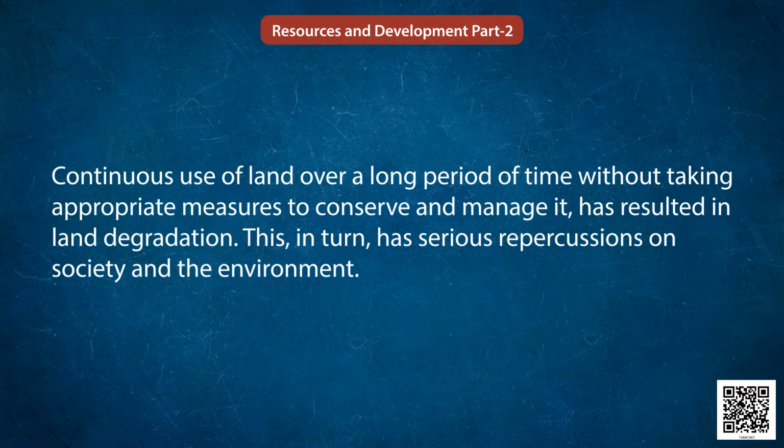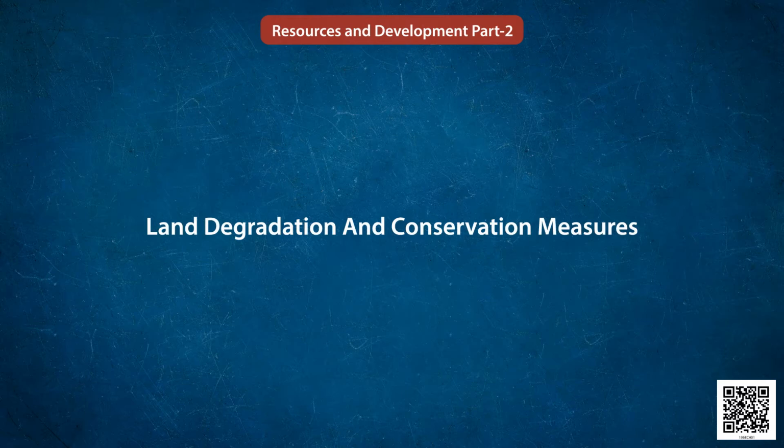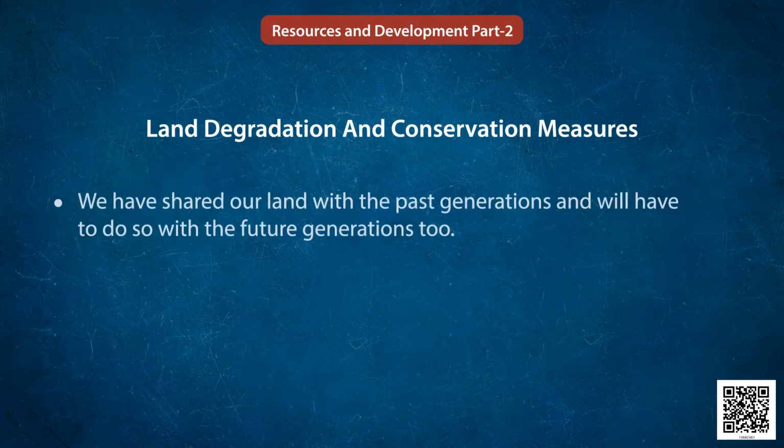Continuous use of land over a long period of time without taking appropriate measures to conserve and manage it has resulted in land degradation. This in turn has serious repercussions on society and the environment. Land degradation and conservation measures. We have shared our land with the past generations and will have to do so with the future generations too. 95% of our basic needs for food, shelter and clothing are obtained from land.